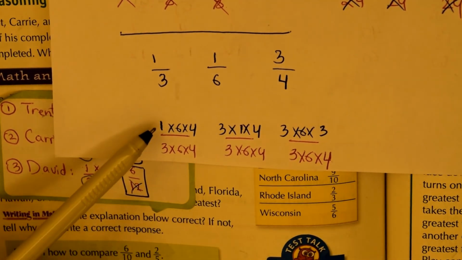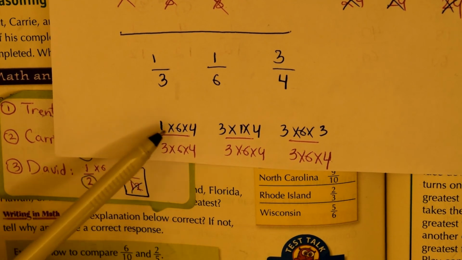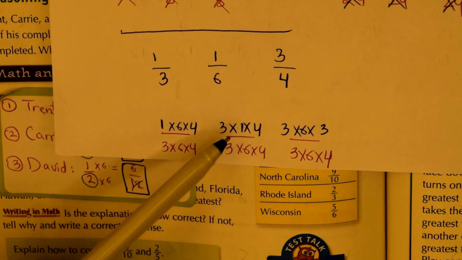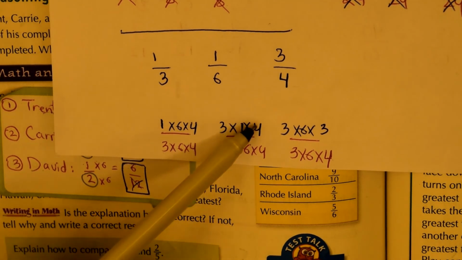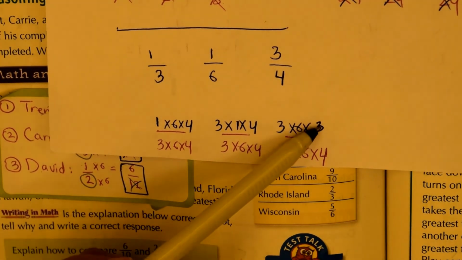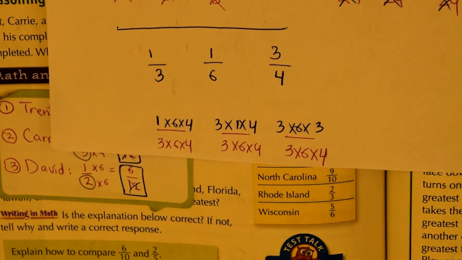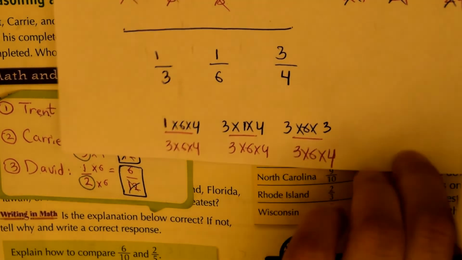Then here you have 1 up. Then you will multiply the 1 by 6 and 4. Here you have also 1 up. You will multiply it by 3 and 4. And here you have the 3 up. You will multiply it by 3 and 6. Then you can find the numbers here, and then you will have the same order.